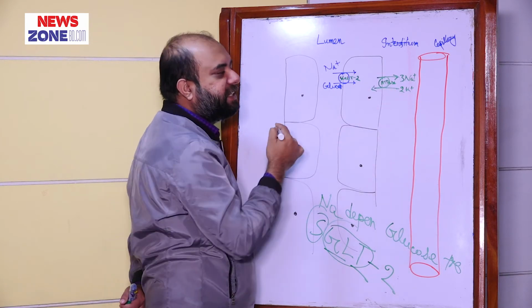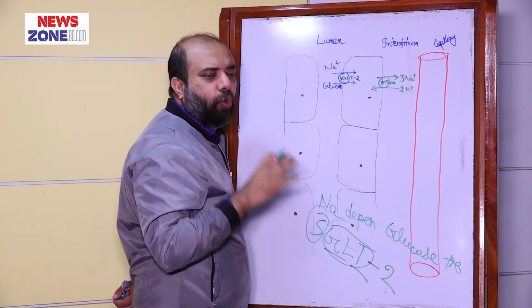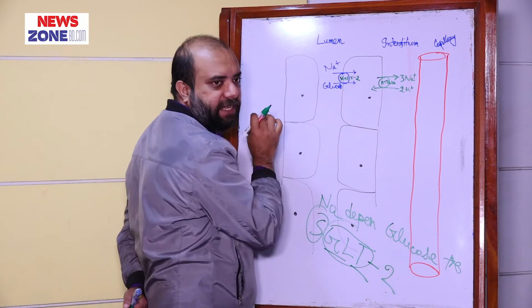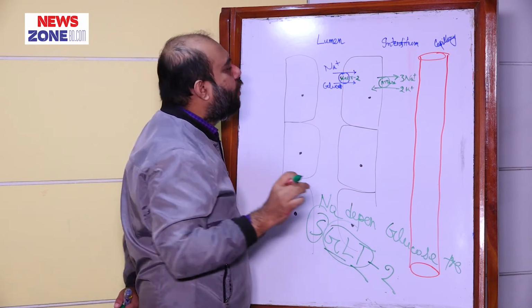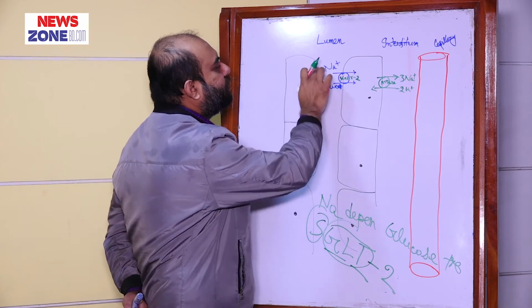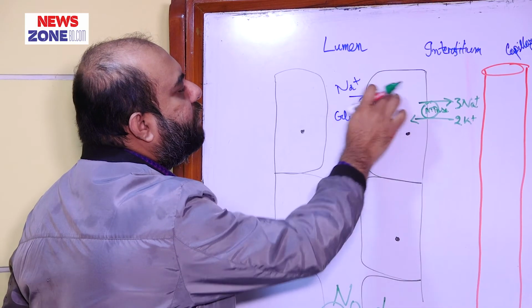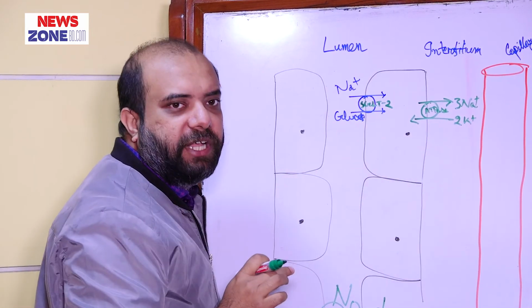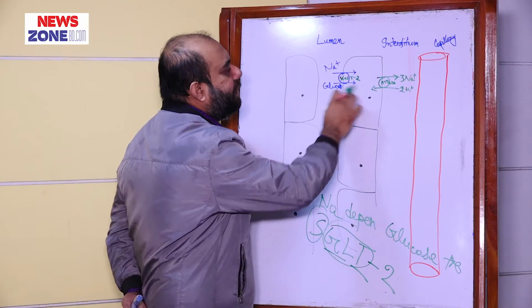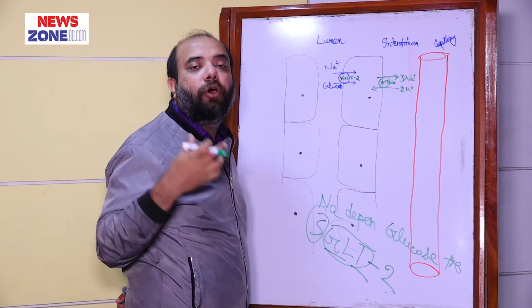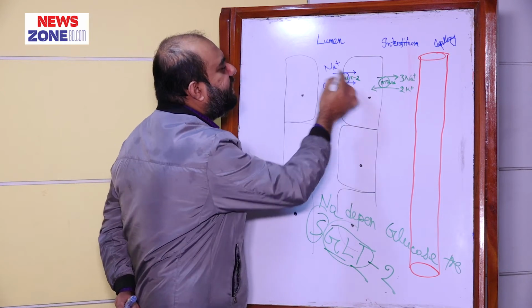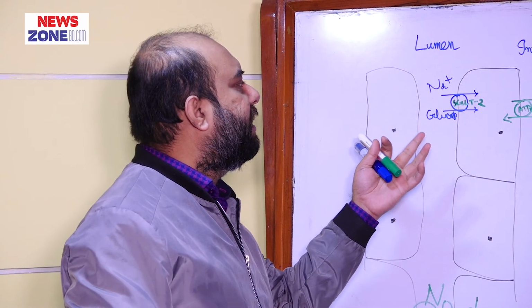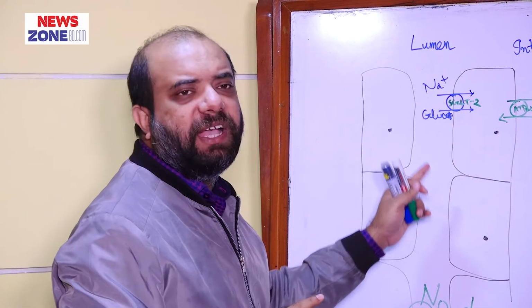by the presence of the ATPase enzyme, and this whole procedure will establish a concentration gradient in this cell. This concentration gradient will create a driving force for the sodium ion to enter from the lumen into the cell, and along with the sodium ion, glucose will be transported actively from the lumen into the cell with the help of the SGLT2 carrier protein. So we have learned two answers from this figure only.